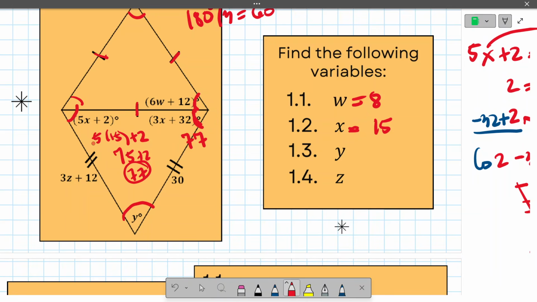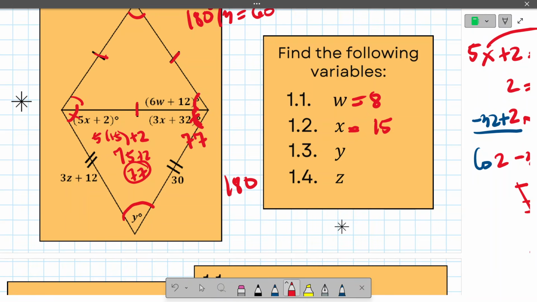Kasi nga, from the first pa lang, we have understood that this angle here and this angle here are equal or congruent. So again, if this is 77, this is also 77. Ano na yung entire measurement degree ng isang triangle? Okay, so that is 180, right?